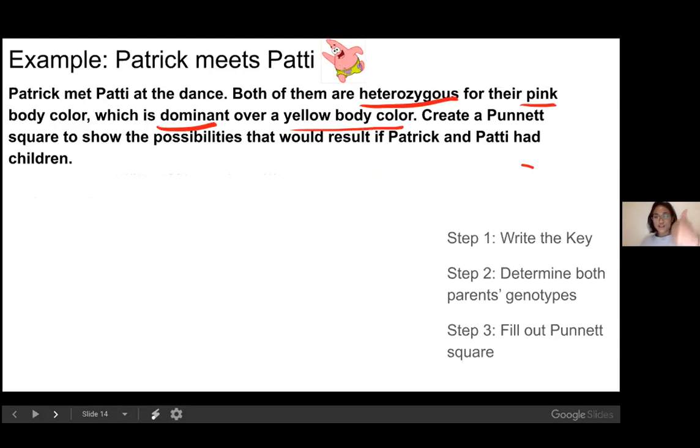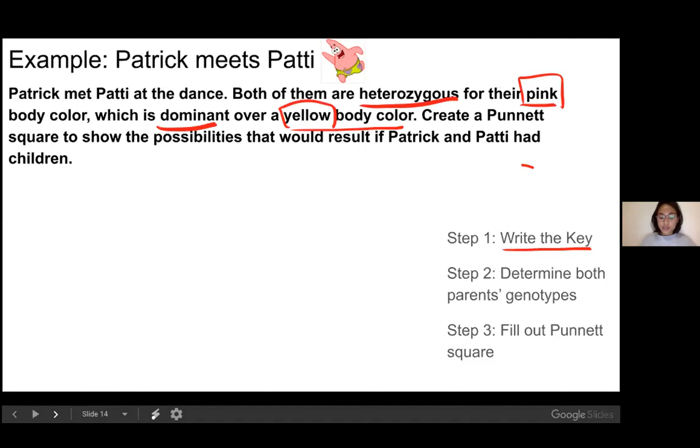Okay, so Patrick had a great night out and met a different starfish named Patty, and both of them are heterozygous. So first thing I'm going to do is write the key. What does that mean, Miss Aquino? Well, the key is simply for you to remember what letter corresponds to what trait. In this case, they don't really give me a key, so I can just make one up. They're both heterozygous for pink and yellow, pink being dominant.